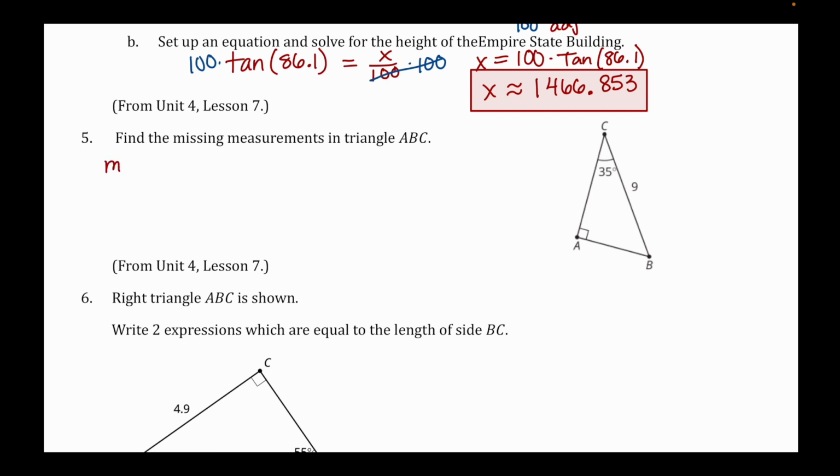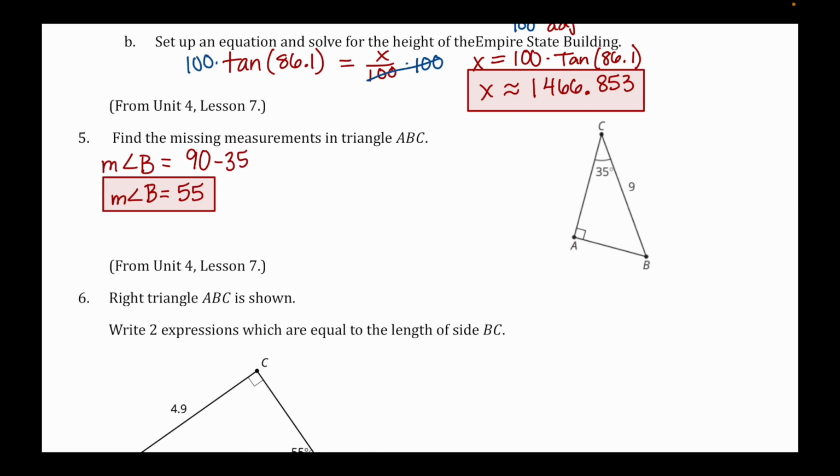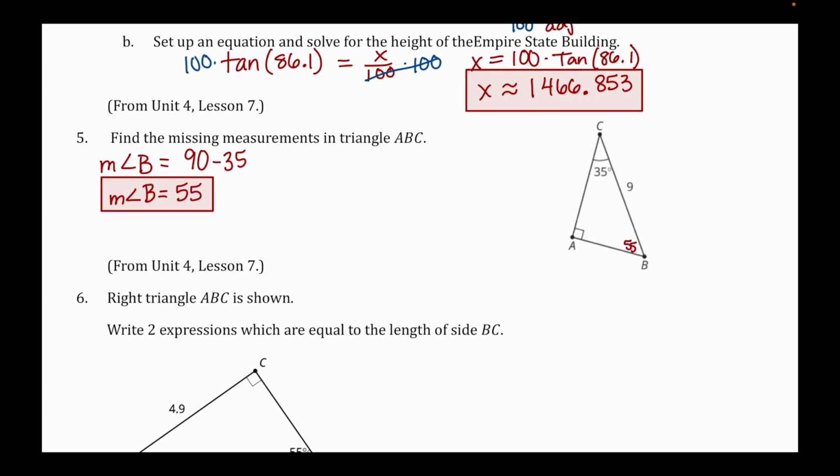So the measurement of angle B is going to be whatever would add with the 35 to make 90. So I'm going to say 90 minus 35 will give us what that should be. And so that measurement, I believe, is 55. So 55 degrees for measurement of angle B. That's our first missing piece that we found. So we'll just put the 55 in here too. 55, great. Okay, now we need to find our two missing sides.